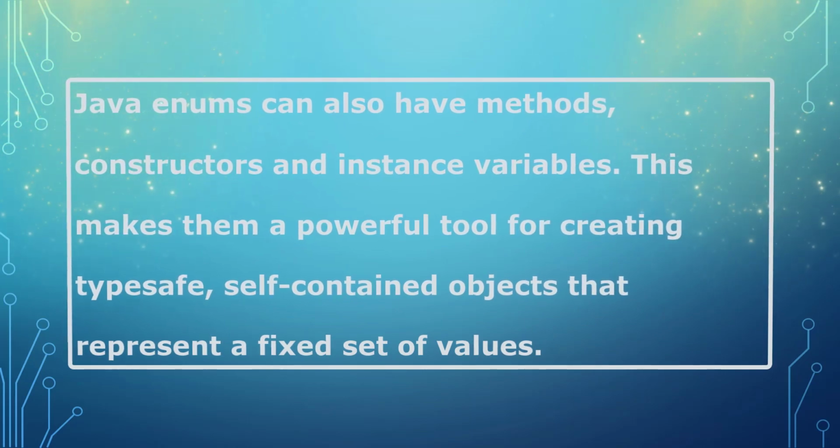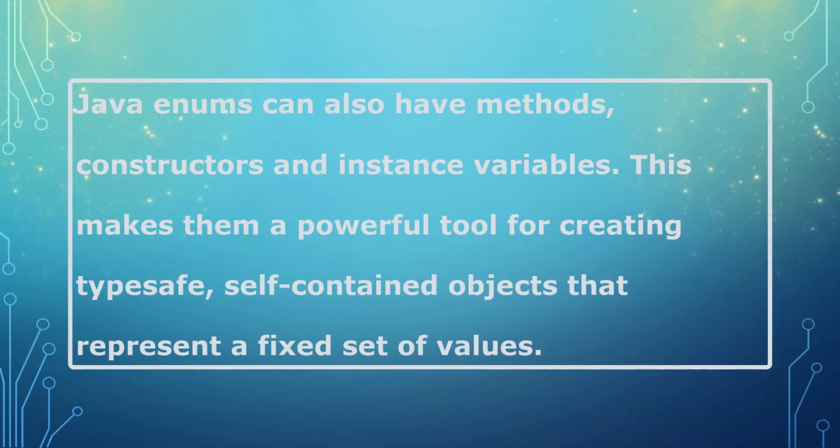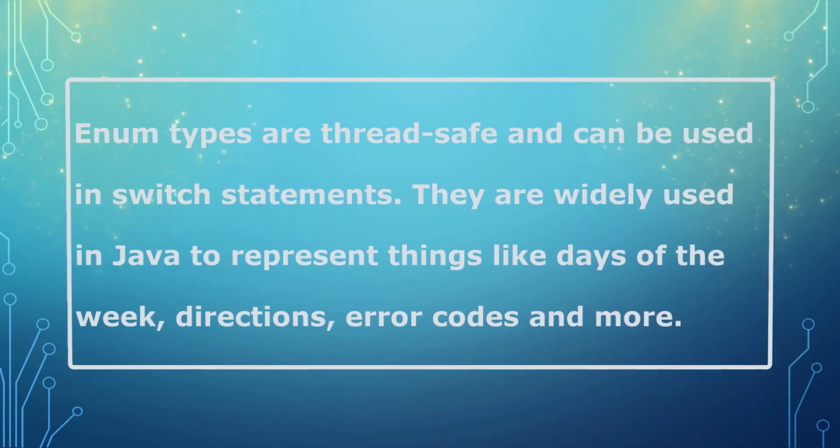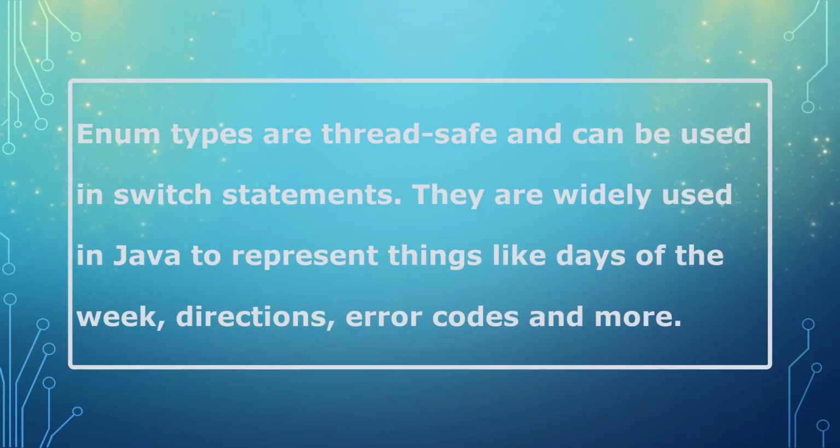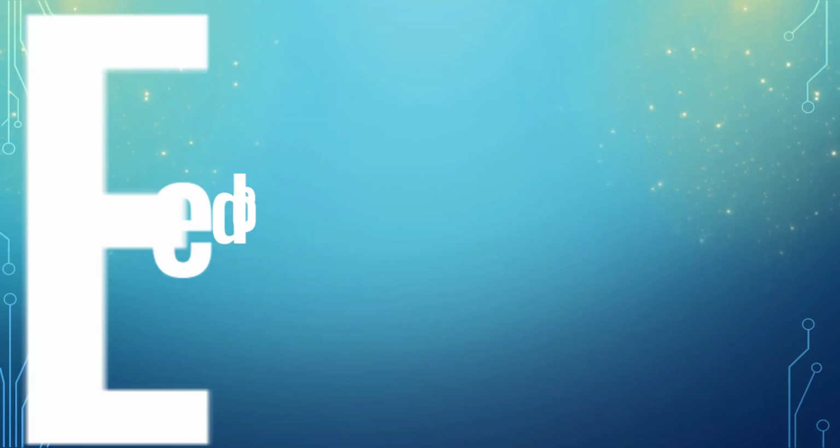Java enums can also have methods, constructors, and instance variables. This makes them a powerful tool for creating type-safe, self-contained objects that represent a fixed set of values. Enum types are thread-safe and can be used in switch statements. They are widely used in Java to represent things like days of the week, directions, error codes, and many more.